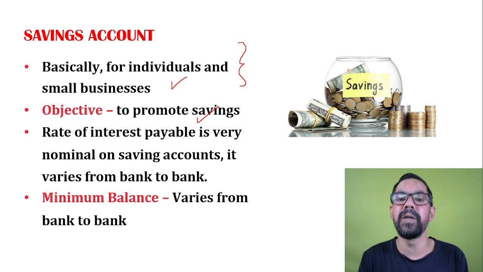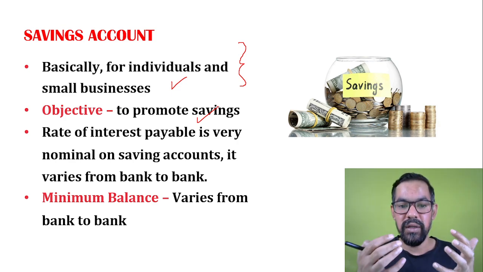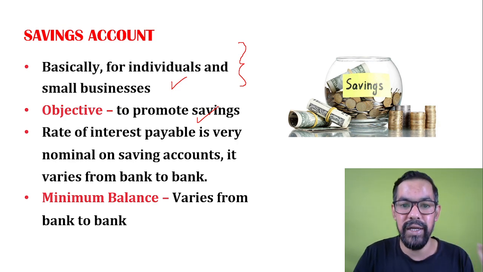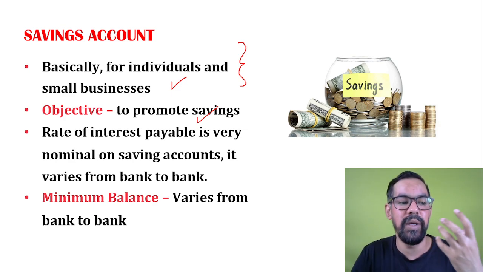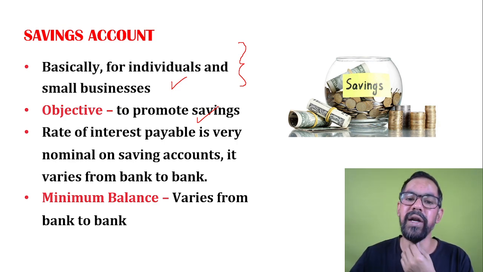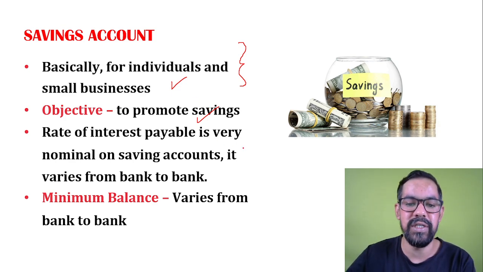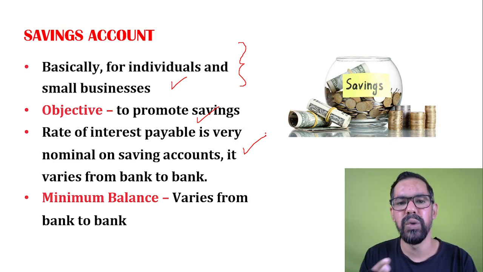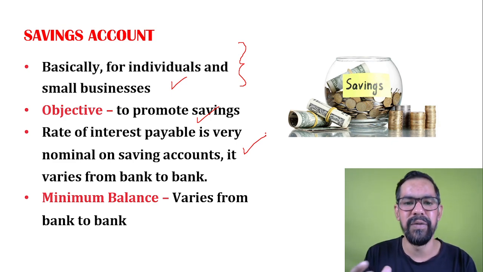So they generally accept deposits, and then they give that amount to someone who needs a loan. It can be any retail house, retail customer, or business house. Okay, so the rate of interest generally offered on a saving account varies from one bank to another. Usually 2%, 2.5%, 3%.